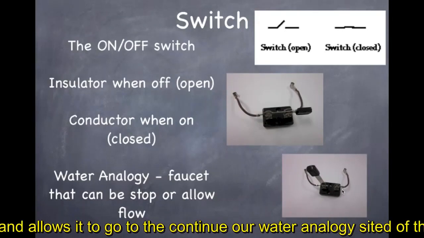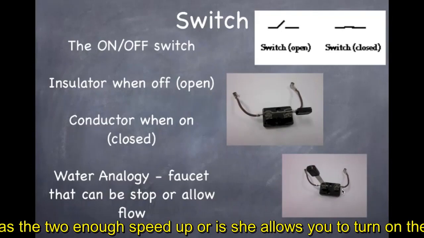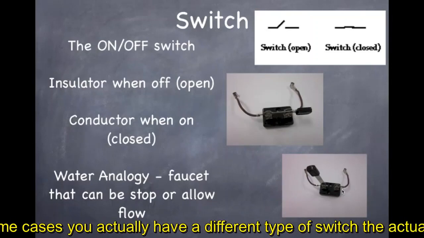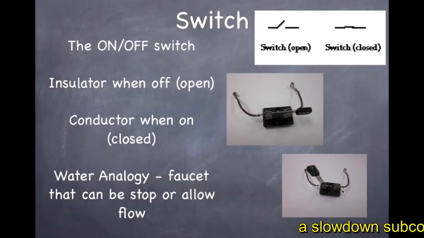So if we continue our water analogy, the switch is like a faucet. It allows you to turn on the water and turn off the water, and in some cases, you can have a different type of switch that allows you to slow it down, kind of like a dimmer switch.